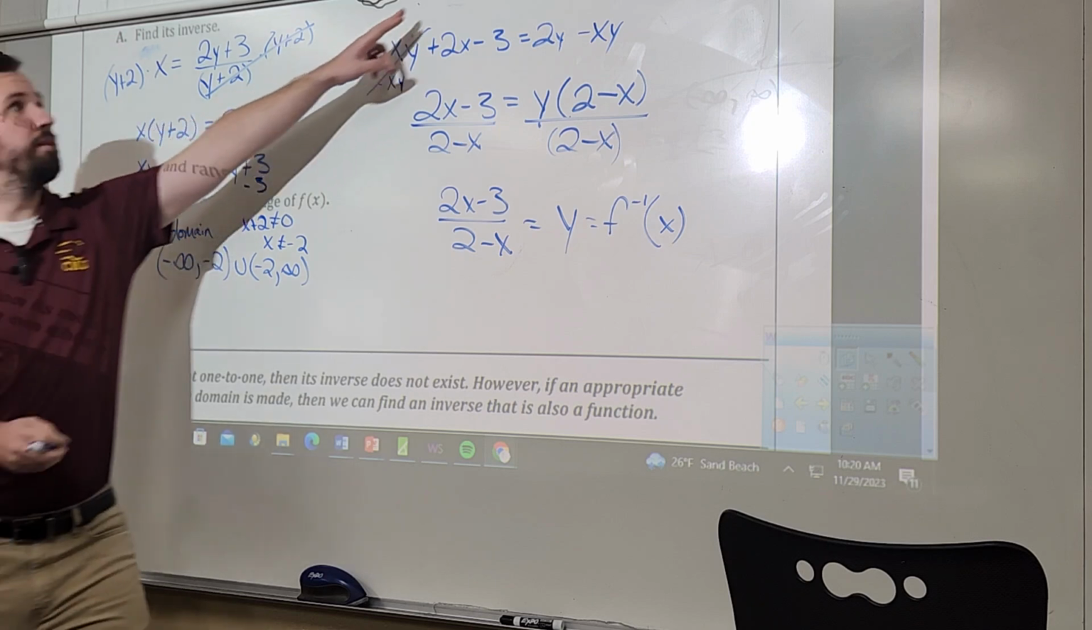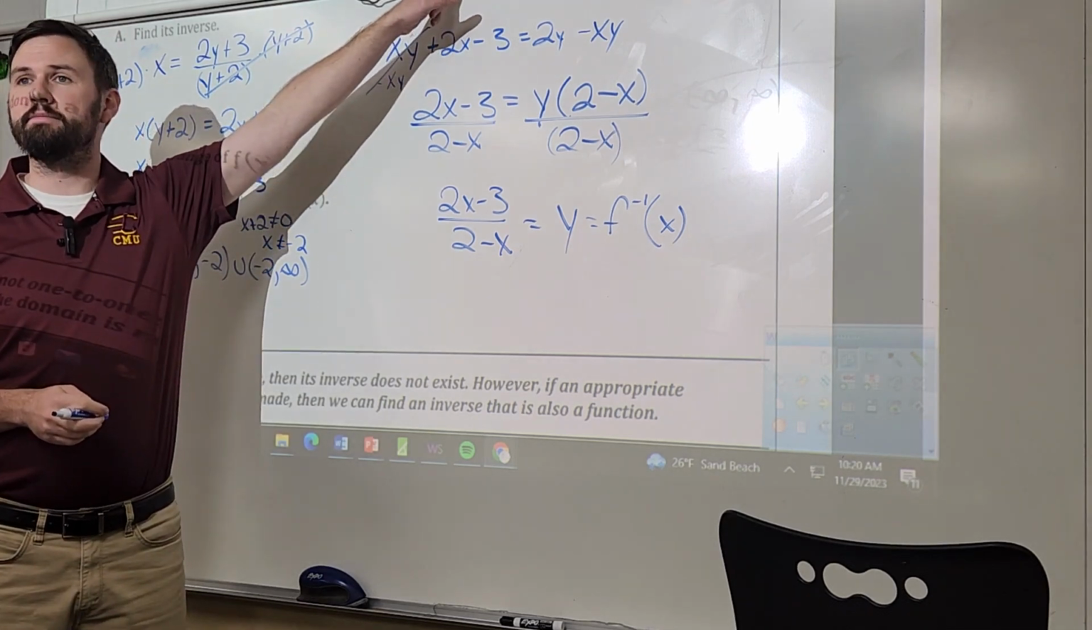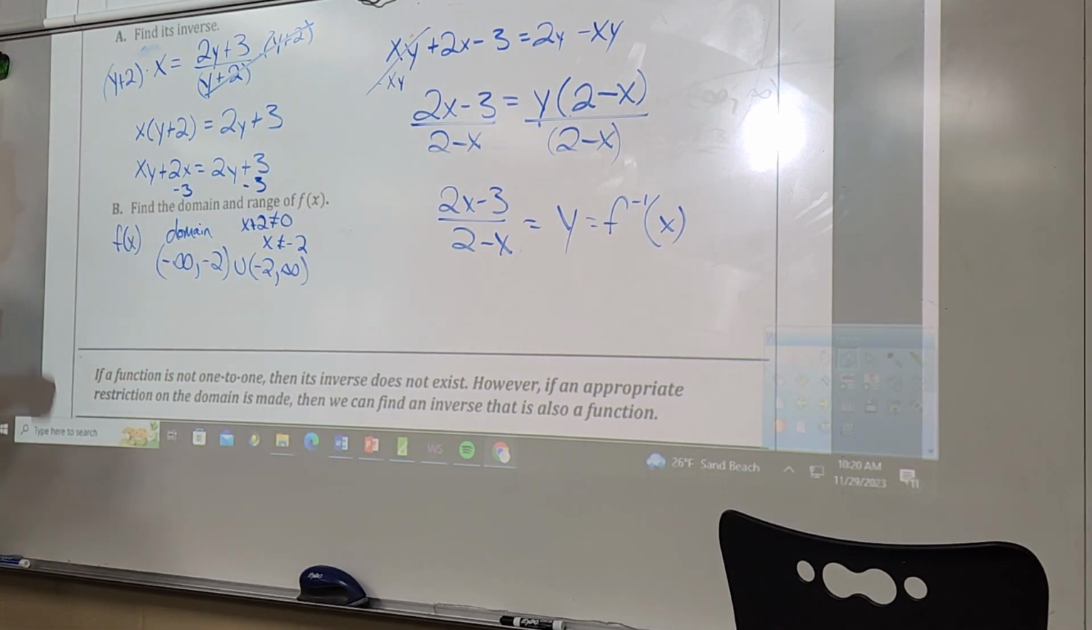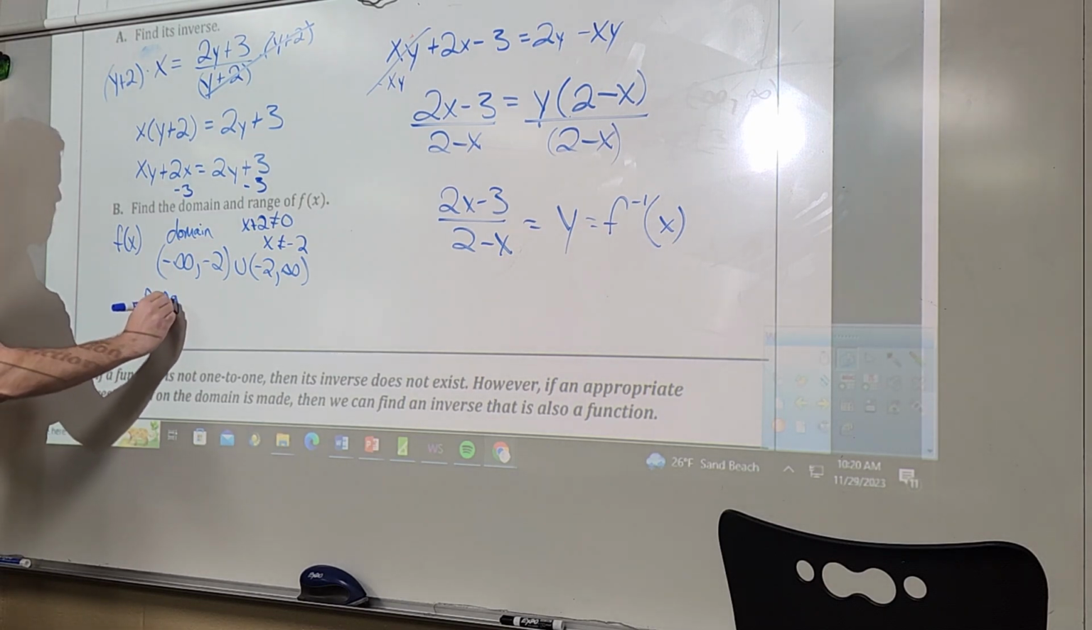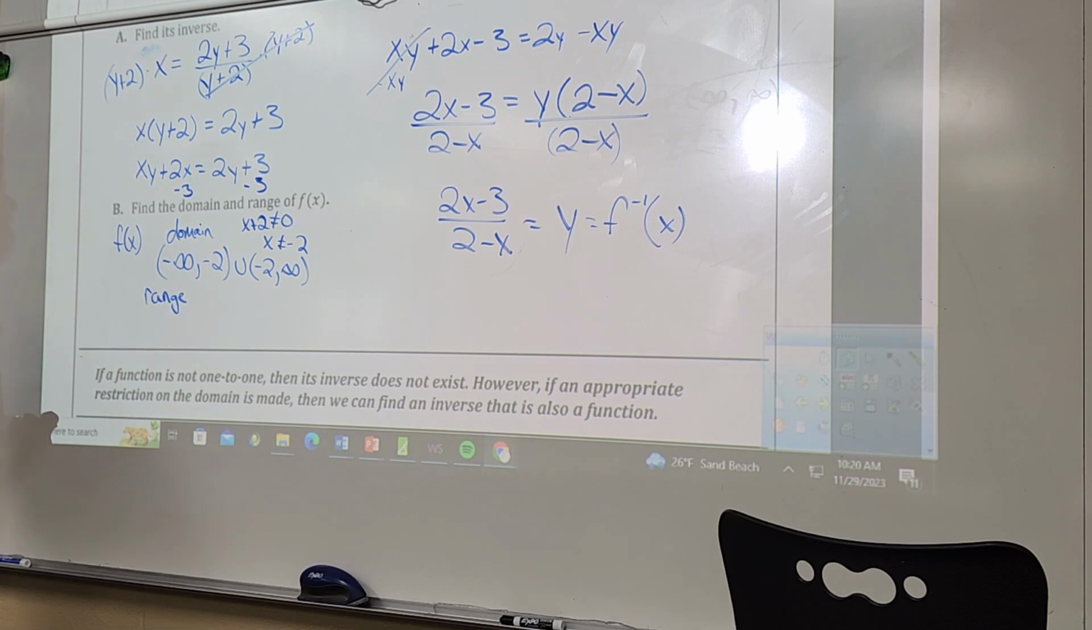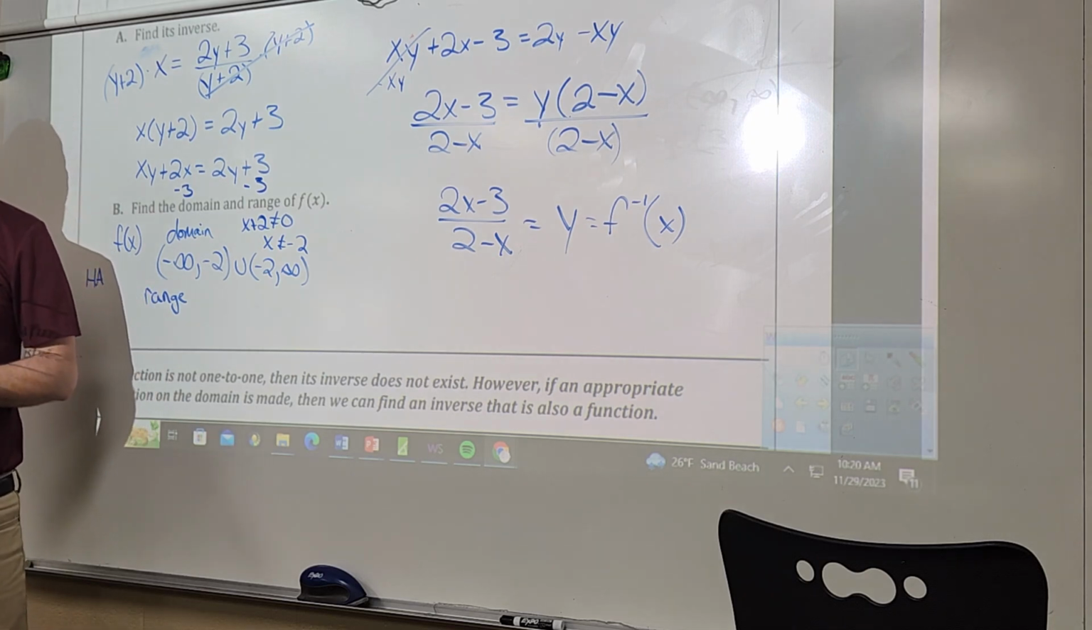If I plug in -2, the bottom I get 0. I can't divide by 0. What about my range? What's my horizontal asymptote? I don't have any holes. What's the horizontal asymptote?